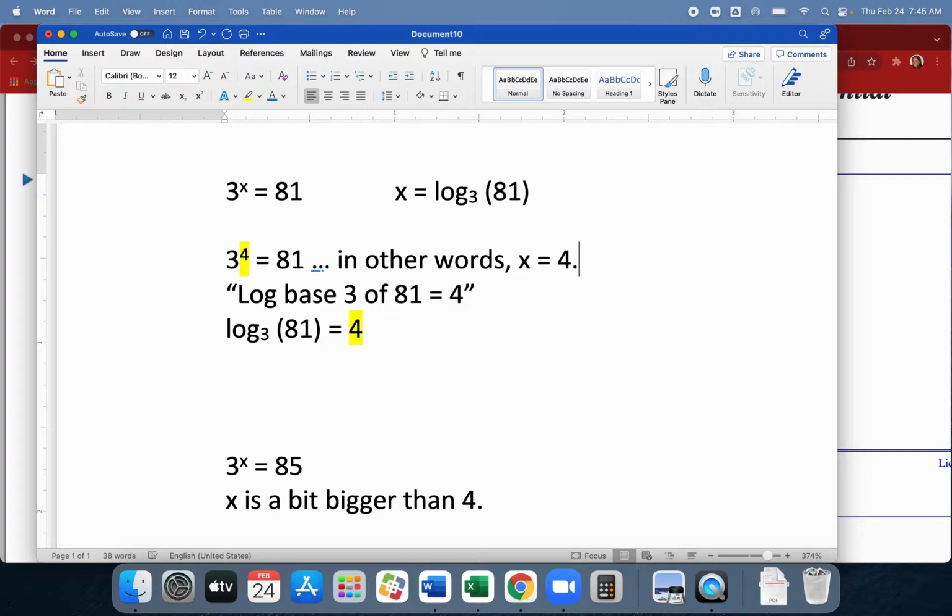3 to the x power equals 81, x equals log base 3 of 81. Those are two different ways to say the same thing, and you can think of it as solving for x. That's how we solve for the exponent, is by not really doing something, but just rewriting it into a log form, rewriting it into a different format.